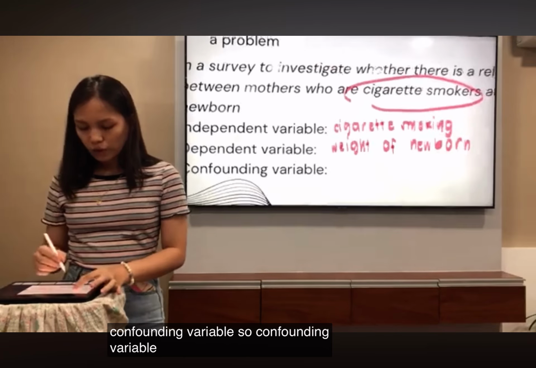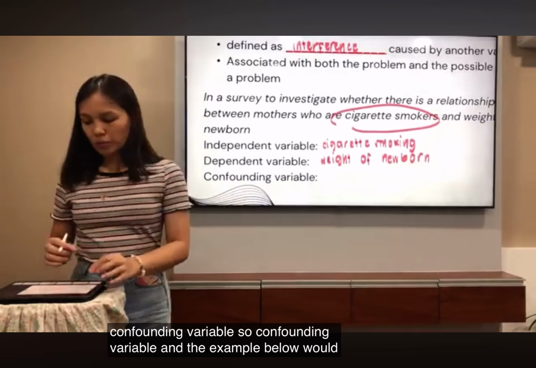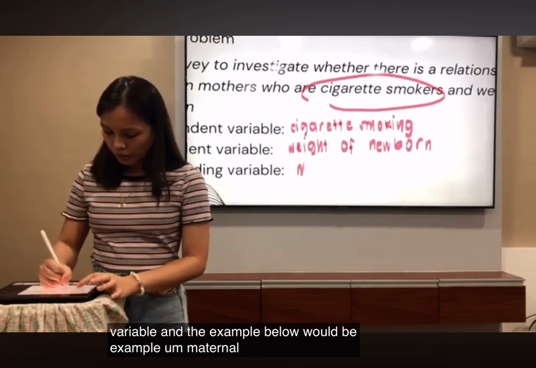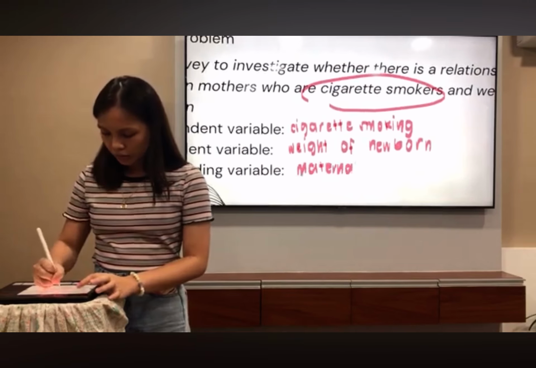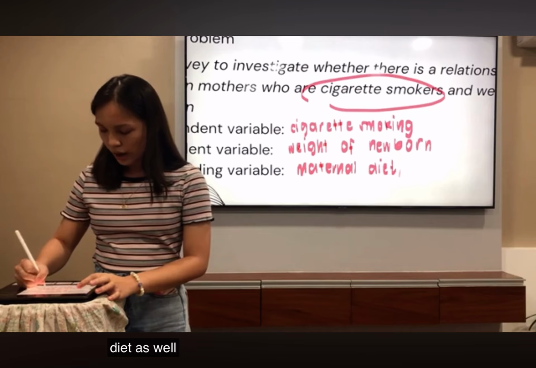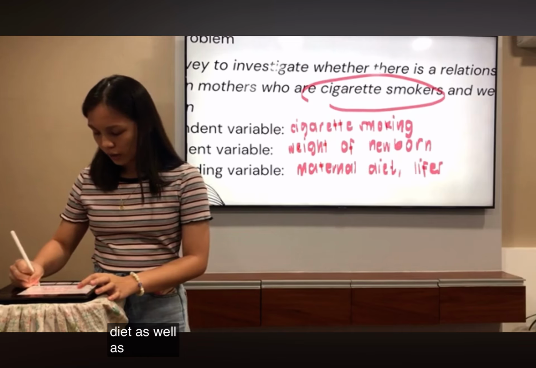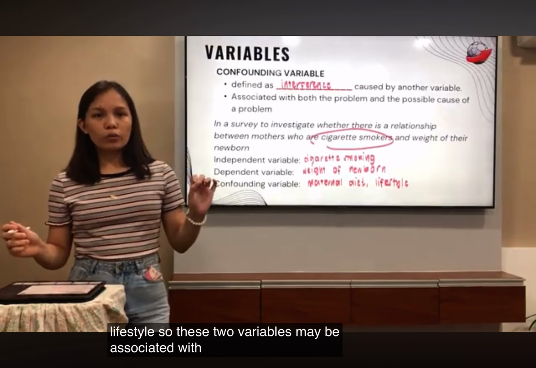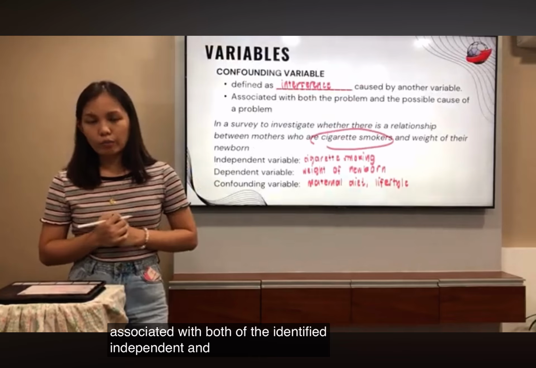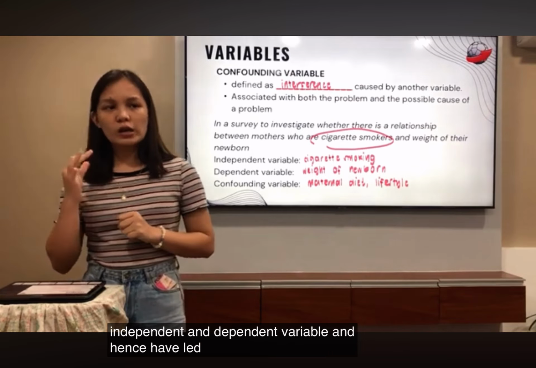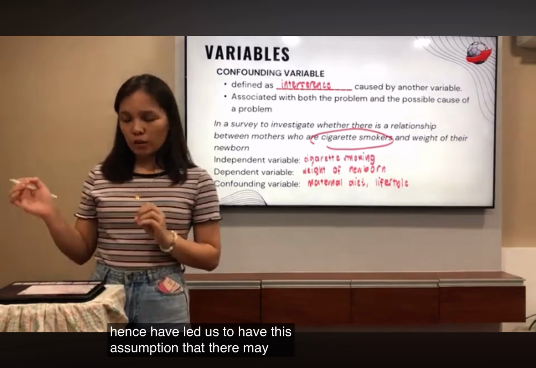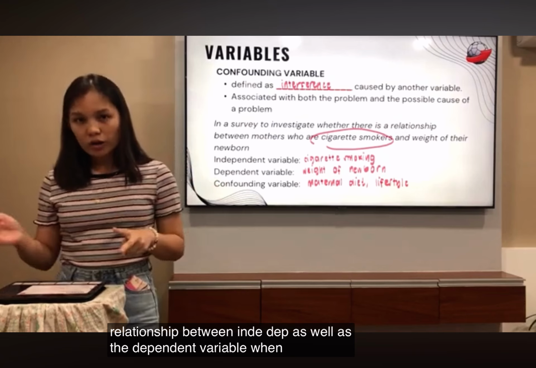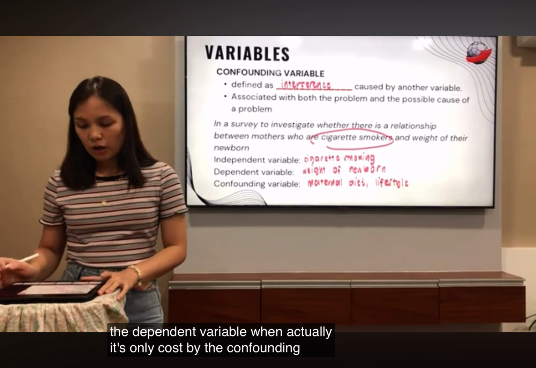So a confounding variable in the example below would be, for example, maternal diet, as well as lifestyle. So these two variables may be associated with both of the identified independent and dependent variable, and hence have led us to have this assumption that there may be a relationship between the independent as well as the dependent variable, when actually it's only caused by the confounding variable.